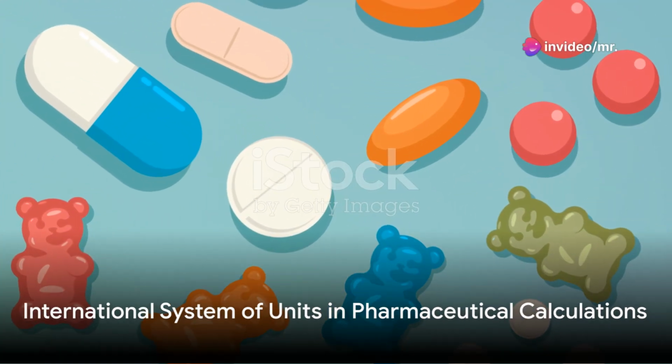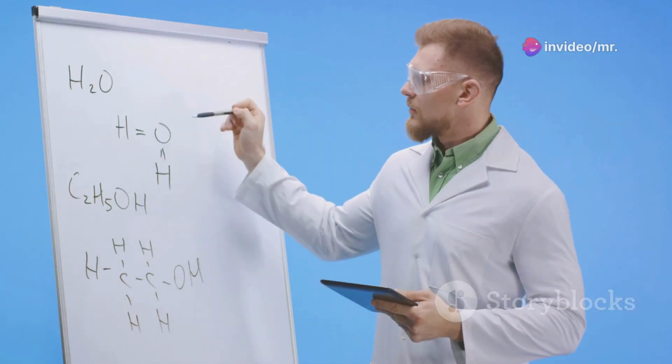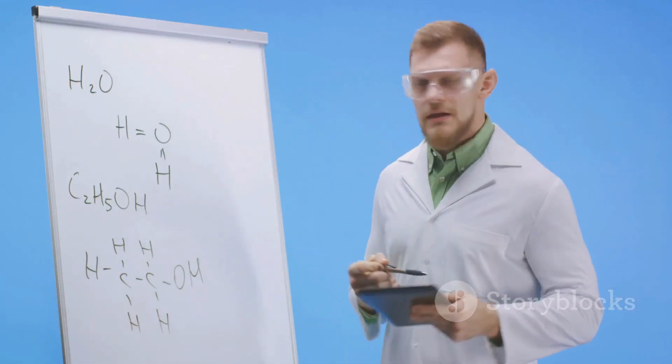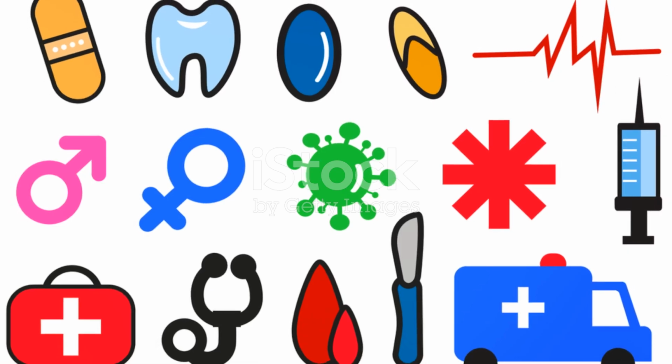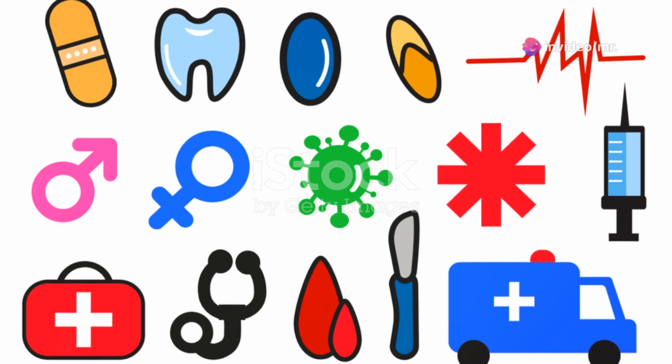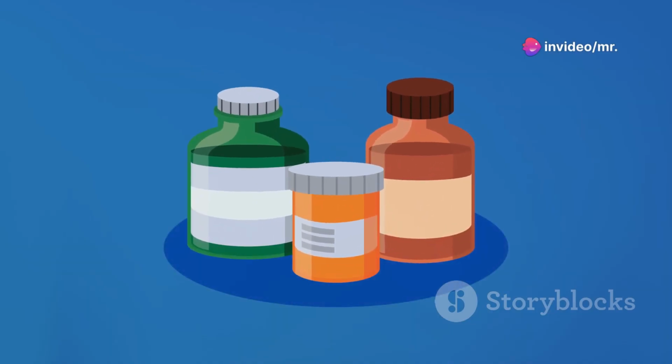Now, Chris wonders about the International System of Units. He asks, "I keep hearing about the International System of Units in pharmaceutical calculations. Why is it so important, Sam?" Sam explains, "The International System, SI, is a universal standard. When you're dealing with drug doses and measurements, using a consistent system helps prevent errors."